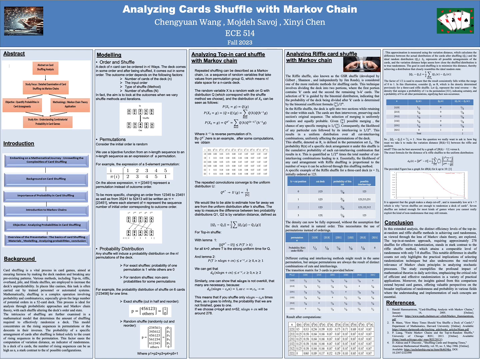Well, we want to analyze card shuffles with Markov chains, although we know that there are various methods for shuffling, such as top-down approach, riffle shuffle, overhand, and dovetail pile shuffle. We just focus on two of them, top-down approach and riffle shuffle, and compare them.